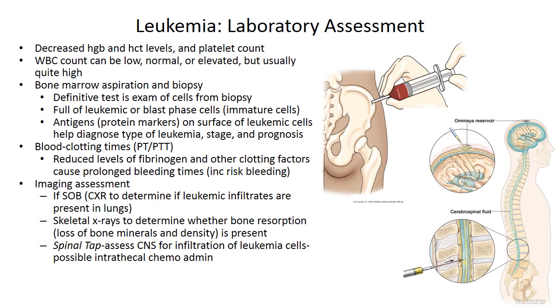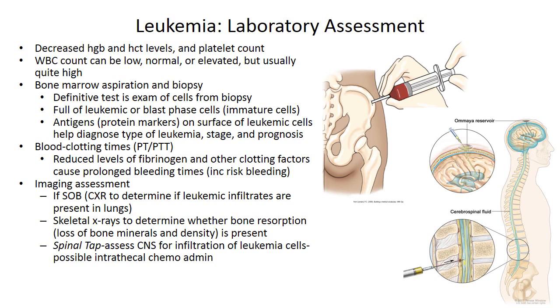The imaging assessments are a little bit different on these patients. Often chest x-rays are performed if a diagnosis of leukemia is considered, and chest x-rays will help us determine whether or not leukemic infiltrates are present in the lungs. So if a client is having some cough, shortness of breath, and we are suspecting leukemia, we will often do a chest x-ray. Skeletal x-rays are also done, and these help us to determine whether or not bone resorption is present. In these leukemia patients, we may have a loss of bone minerals and density, and we need to do a skeletal x-ray to determine whether or not this is occurring.